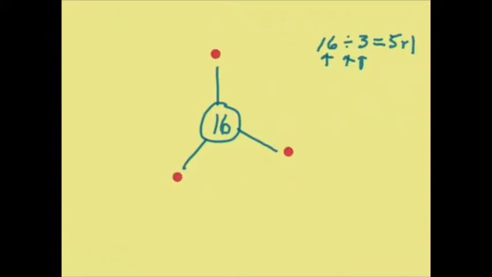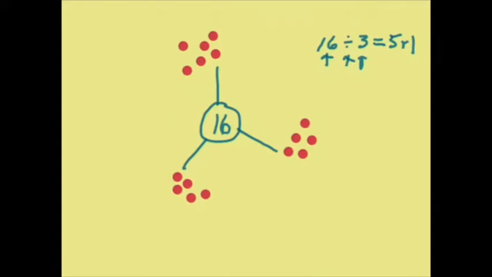So let's set our problem up. Start with our 16, divided by, draw a circle around the 16, 3. Let's do 3 lines. 1, 2, 3. And now let's count to 16. 1, 2, 3, 4, 5, 6, 7, 8, 9, 10, 11, 12, 13, 14, 15, 16.